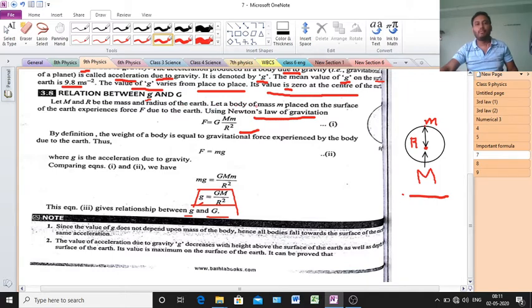Here let M and R be the mass and the radius of Earth. Let a body of mass small m be placed on the surface of the Earth. The force of attraction on this body will be F equal to G capital M small m by R square. I hope you understand. Now coming to the next point.